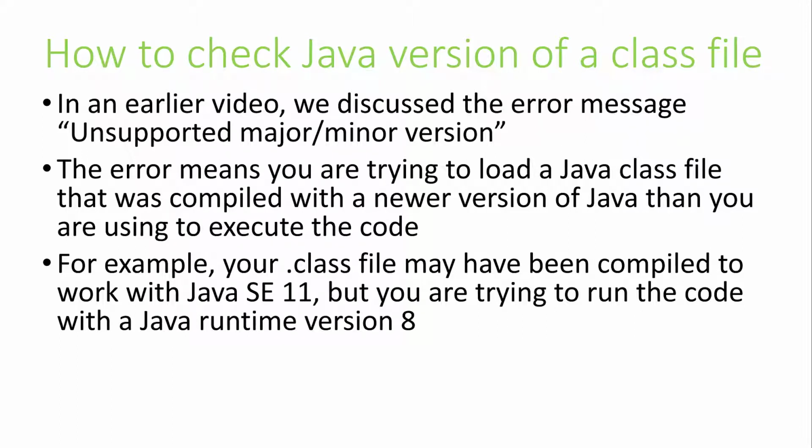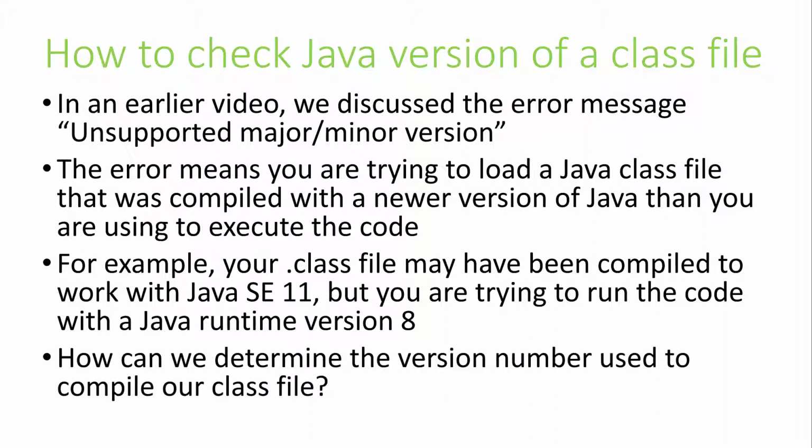So let's say that we have a class file. How can we extract the information and use it to determine the version of Java used to compile our class? Let's take a look at some code. First, we'll do this operation in a Windows environment, and then we'll switch to a Linux environment.